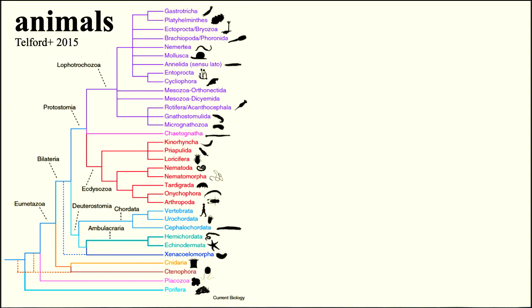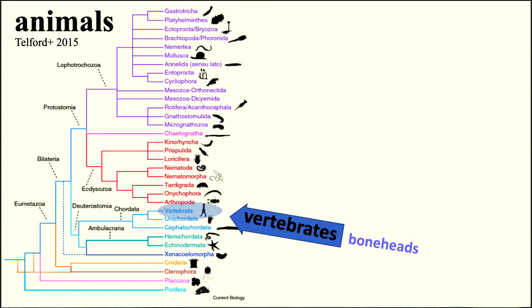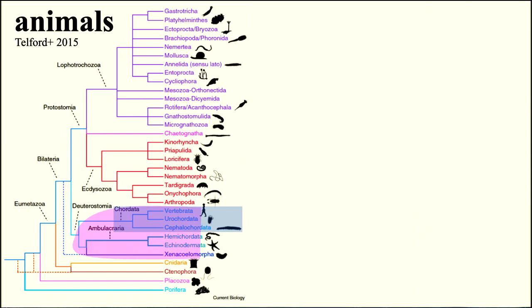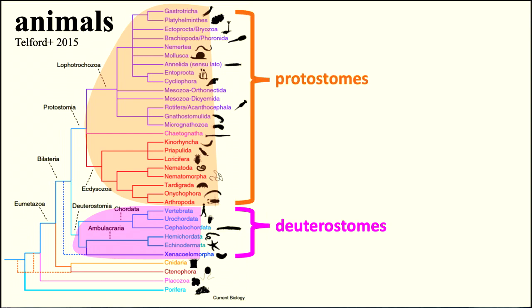So here's the animal tree. Here are the vertebrates. And vertebrates are a member of this thing called chordata. There are three main groups of chordata: the vertebrates, the urochordata, that's a sea squirt on the right, and then the cephalochordata, best known for this one example called a lancelet. Now, chordata are also part of a larger group called deuterostomes. There they are. And that's as opposed to protostomes here. So what does that mean, protostomes and deuterostomes? What in the world does that mean?